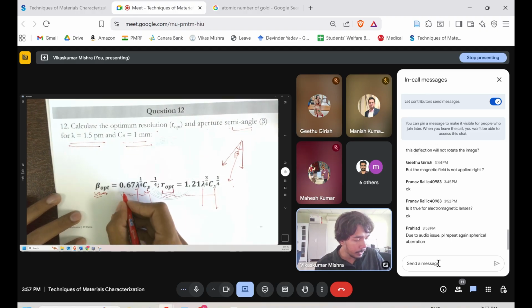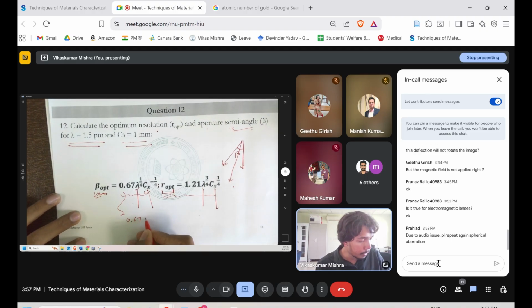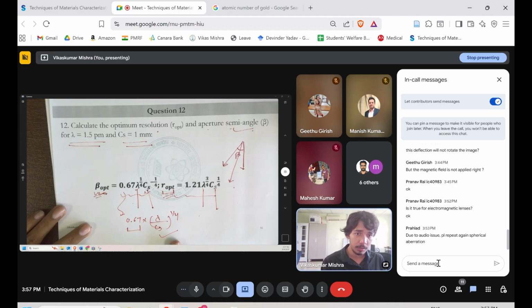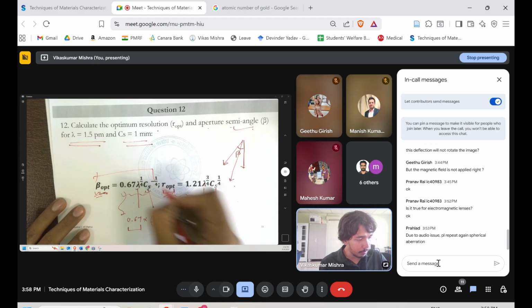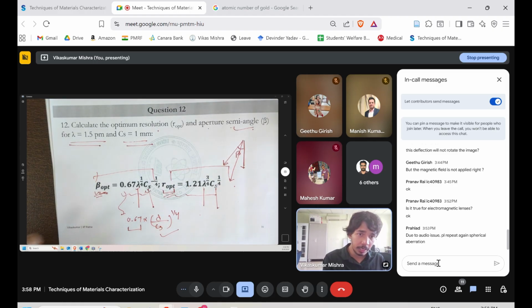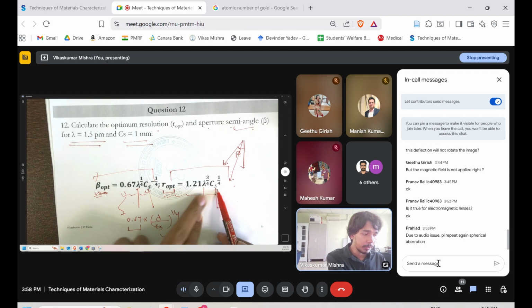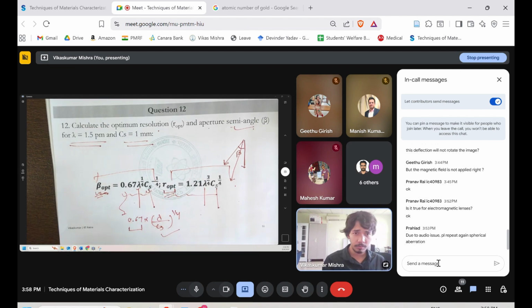So the equation is 0.67 multiplied by (lambda divided by CS) to the power of 1/4. One thing I would like to tell you: this value 0.67, different books will give you different values. So our concern should be on these parameters. For the exam, better you remember these things, because the questions can be replicated as it is in the exam. It's very simple. Beta you can find, lambda and CS you can substitute, and you will find the optimum resolution.